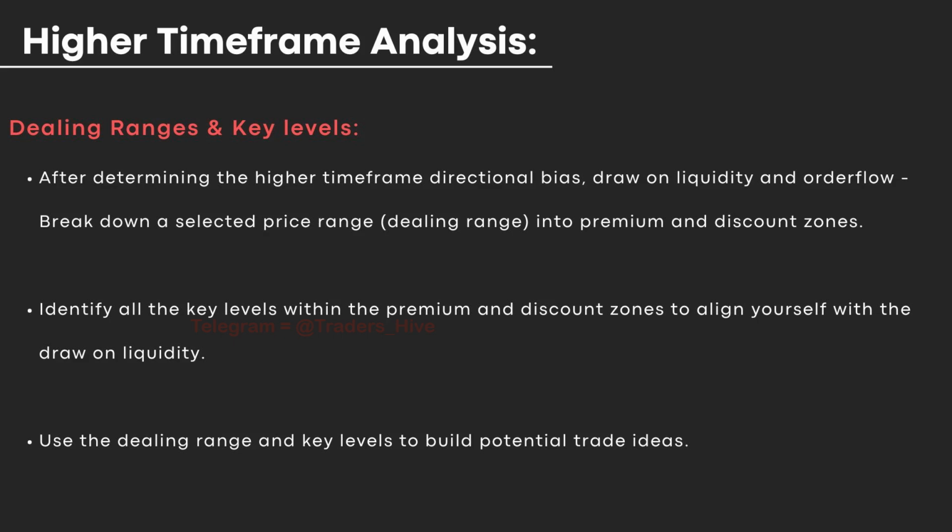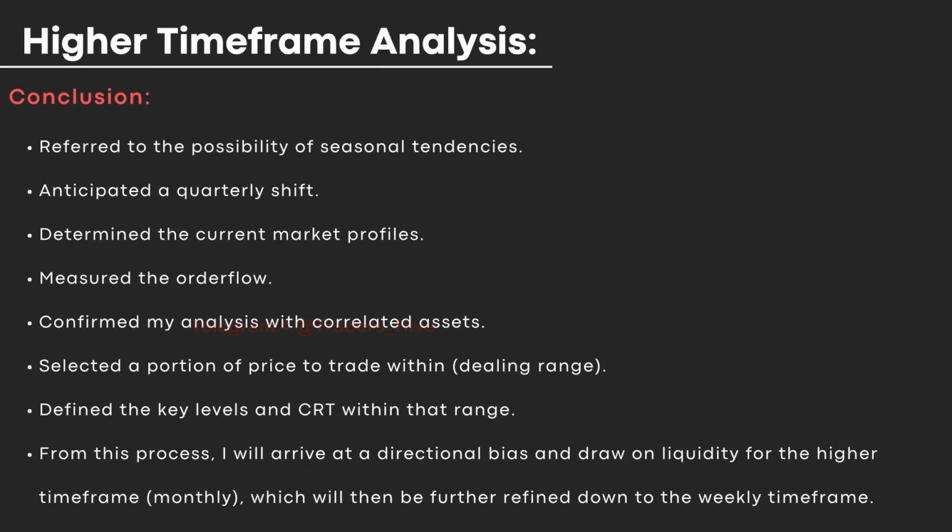Now let's move on and let's summarize everything that we've covered in this chapter. The first step is that you would refer to the possibility of a specific seasonal tendency at a particular time of the year. This will help you understand how historical patterns during certain times of the year could influence the current market environment. Next up, you're going to anticipate a quarterly shift, right? You would do that by analyzing past price action, right? And you would be predicting potential transitions or continuation in the current quarter.